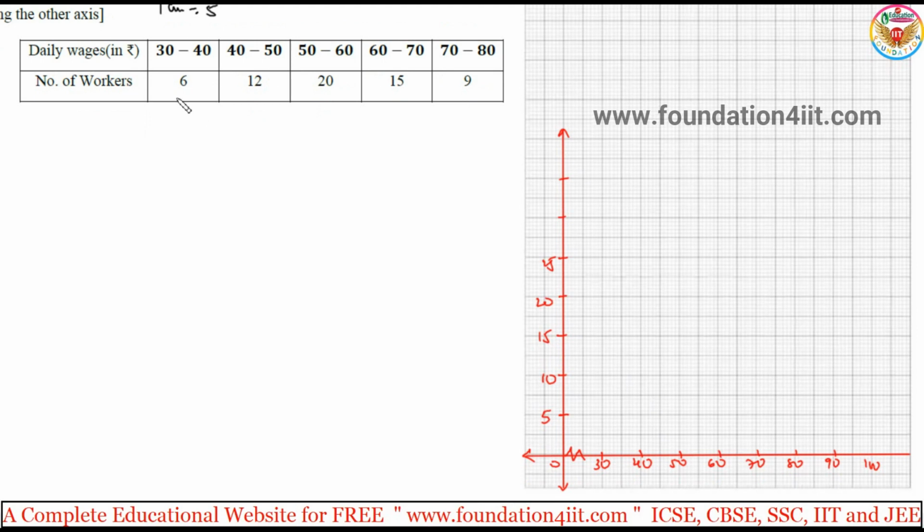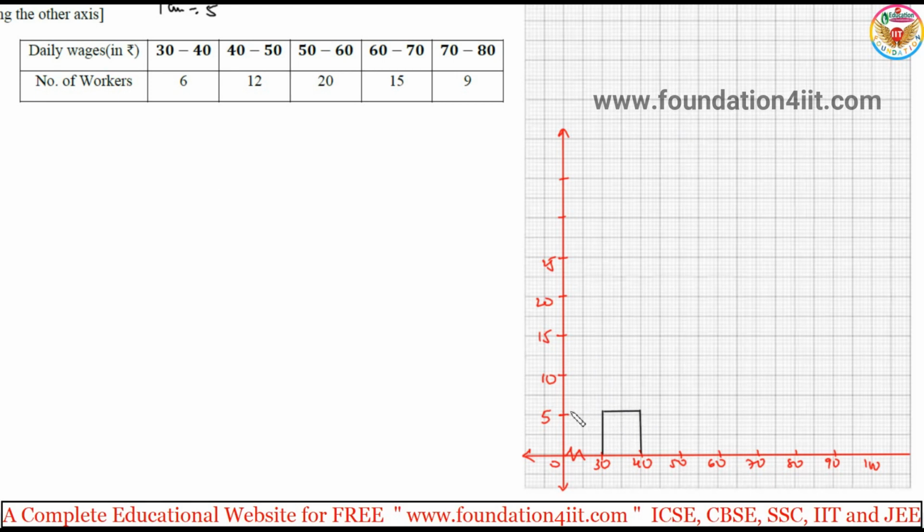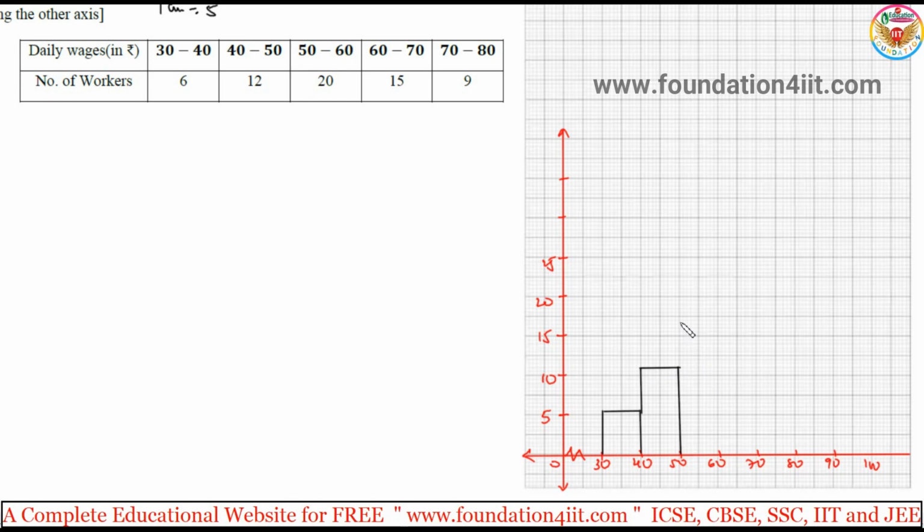Now 30 to 40 is up to 6. 30 to 40 till 6. So up to 6, after 5, the sixth one. This part you can take. Next, 40 to 50 is 12. So after 5, 10, depending on the millimeters you can see and take. So 6, 7, 8, 9, 10. 40 to 50 is 12. So up to 12 we can take this. 50 to 60 is 20.